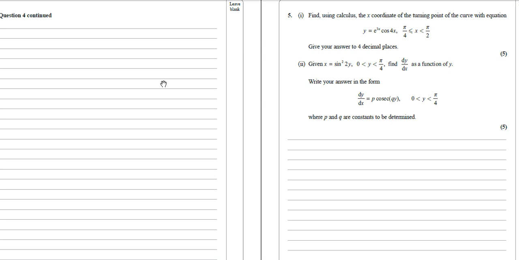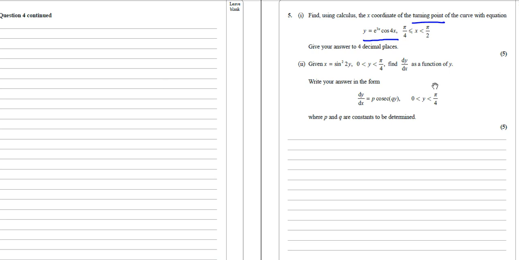Okay, so this is differentiation where instead of y equals, you've got x equals. So the 2016 paper, question 5 on this one, we have got this here, and we've got to find the x coordinate of the turning point. So the turning point is where the gradient is 0. Therefore, we've got to differentiate and set it equal to 0.